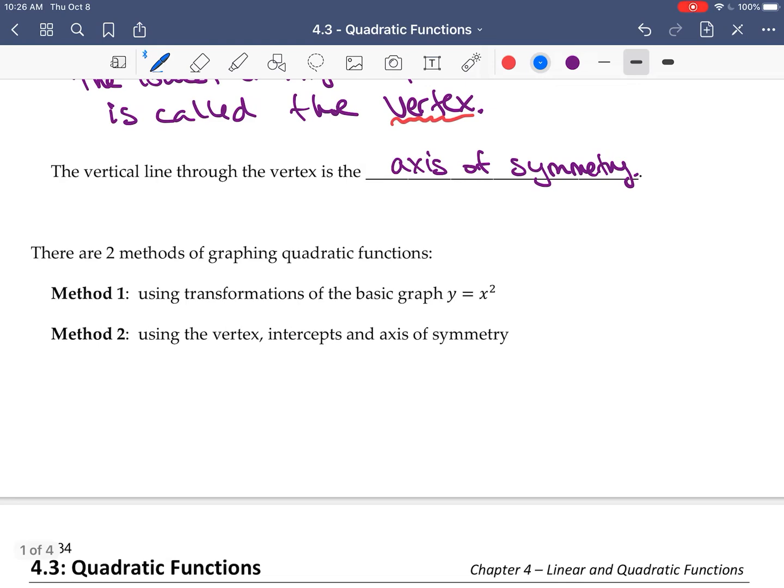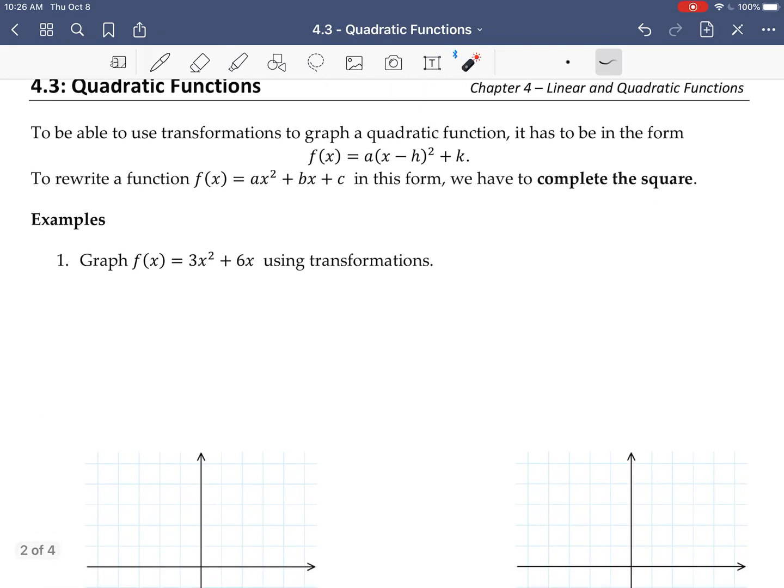So there's two main methods for graphing quadratic functions. One is what we did in chapter 3, using transformations. If we use transformations, we're transforming the graph y equals x squared. Another method is that we could use the vertex, the intercepts, and the axis of symmetry. So this is basically plotting some points of our graph. So let's do one using transformations.